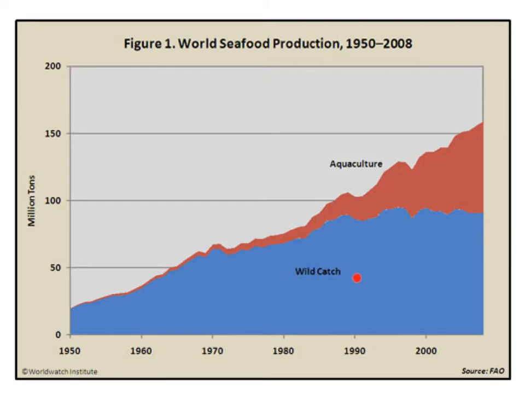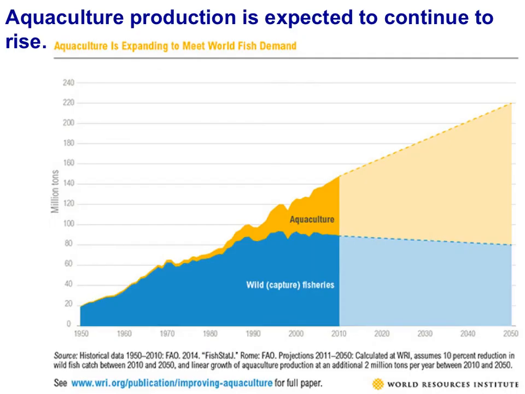As wild capture fisheries stopped increasing production in the late 1990s at around 100 million tons, aquaculture increased so that the total fishery production has reached nearly 150 million tons per year. As you can see in this graph, published by the Food and Agriculture Organization, FAO, farmed fish production is expected to grow as wild capture production decreases.